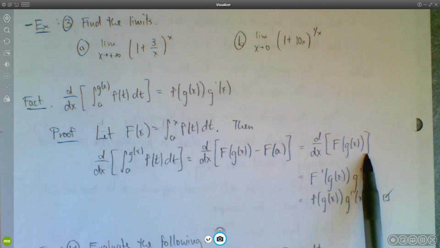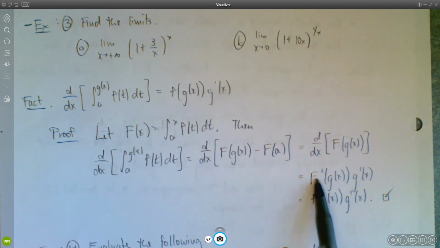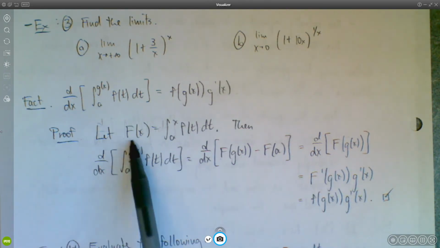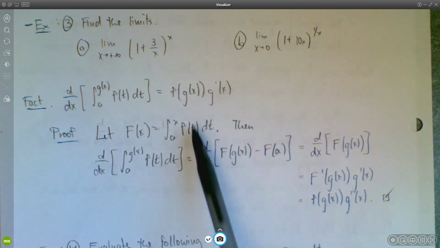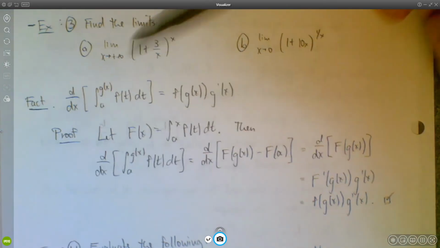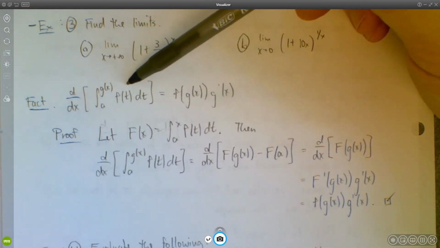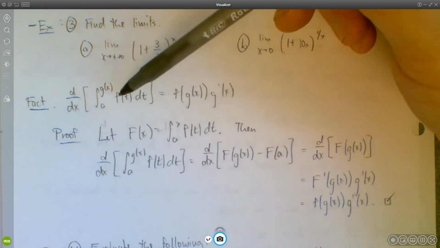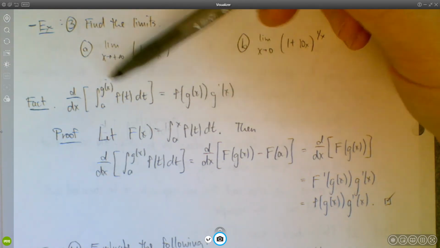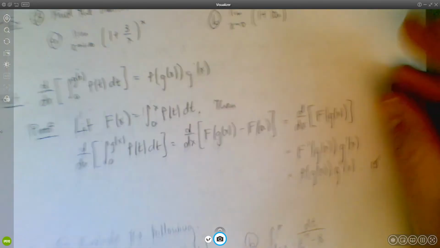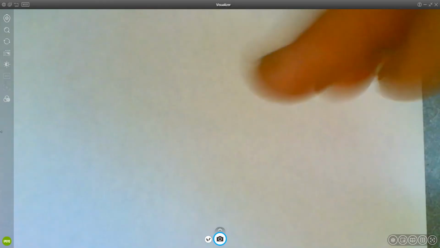Now what's the derivative of this thing? Well, it's the derivative of the outer function times the derivative of the inner function, right? Chain rule. But capital F prime is just lowercase f. That's how we defined it. And that gives us the result we were looking for. So the moral of the story is fundamental theorem of calculus part 2 still applies. We still just get f of whatever this thing is, but we have to multiply by the derivative of this thing, right? Chain rule. So let me give you a couple examples of that, and then we'll be done with this section and therefore done with the course.